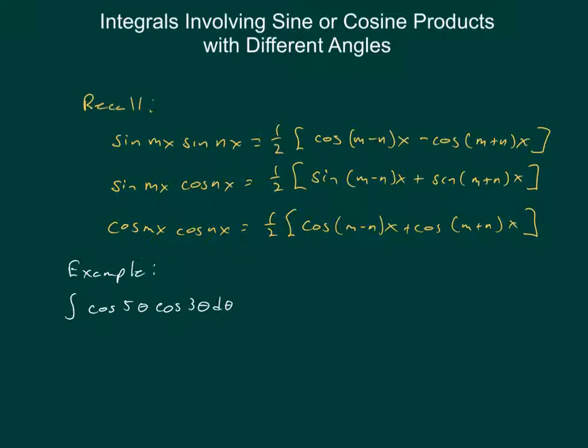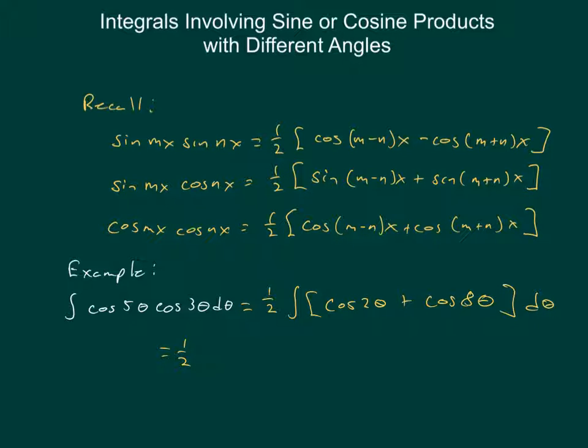And so that's going to equal 1/2 times the integral of cosine of, in this case, m is 5 and n is 3. So it's going to be 5 minus 3 times theta, so the cosine of 2 theta, plus the cosine of m plus n times theta, which is going to be 8 theta, d theta.